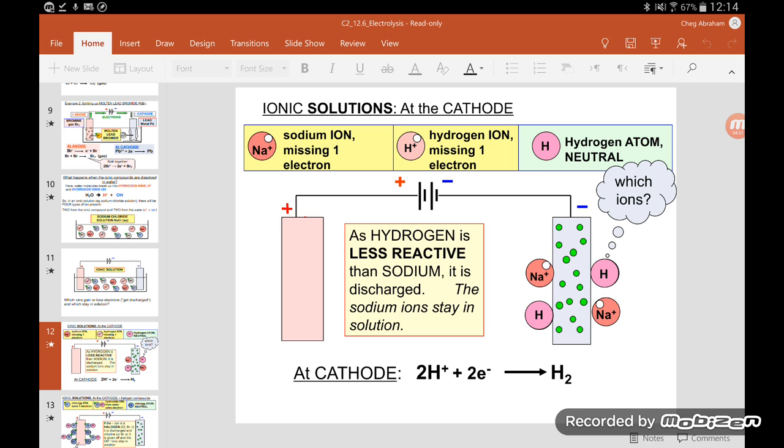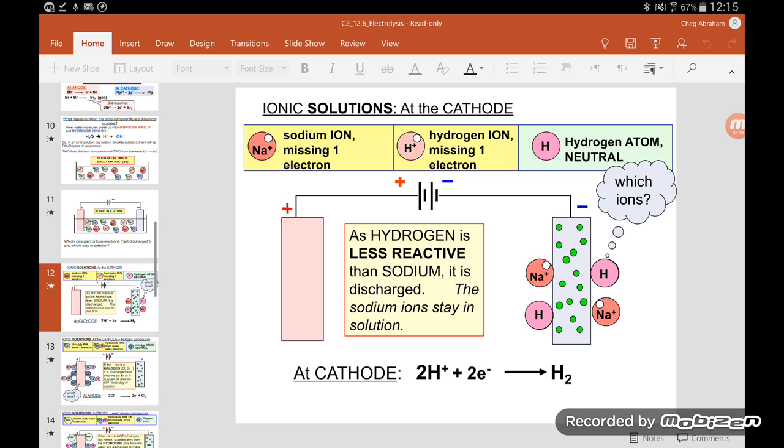Okay, so the half equation at the negative electrode for hydrogen coming off is 2H+ + 2e- goes to H2. And that's always going to be the case if hydrogen comes off. The only time hydrogen won't come off is if there's a metal that's less reactive than hydrogen. So for example, silver or copper or tin or gold.